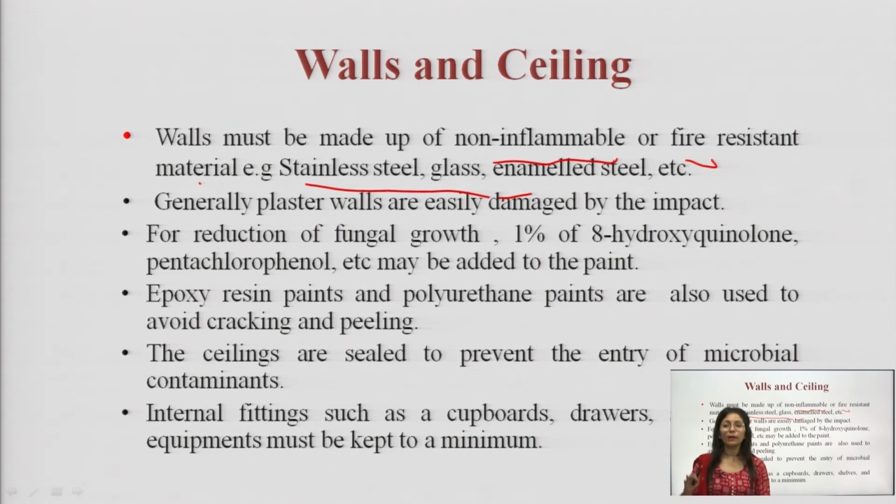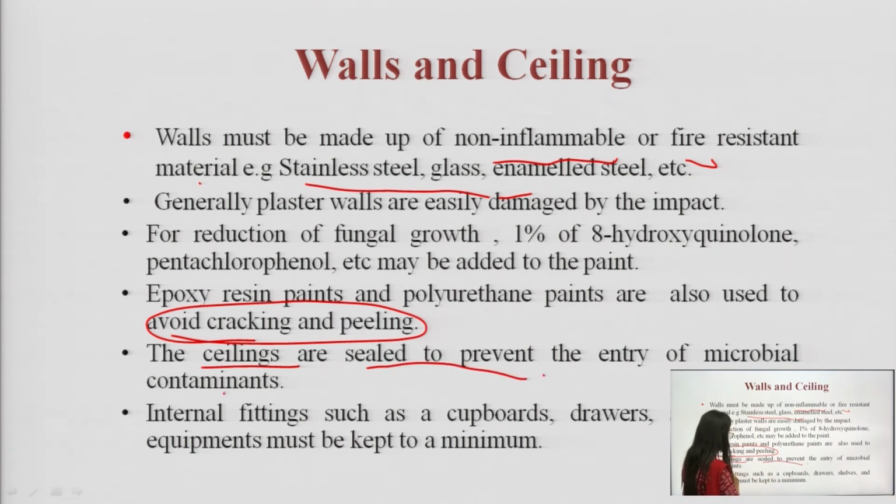The paint that needs to be applied on the wall should prevent fungal growth, cracking, and peeling. Epoxy resin paints and polyurethane paints are used to avoid cracking and peeling. Cracking and peeling play a major role, because if the room has cracking and peeling on the walls, obviously it can cause microbial contamination. The ceilings are sealed to prevent the entry of microbial contamination.